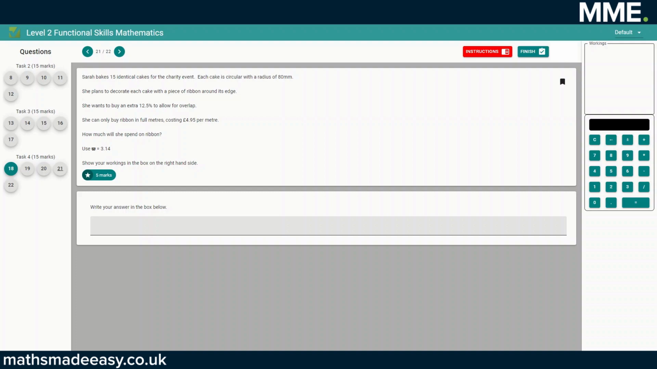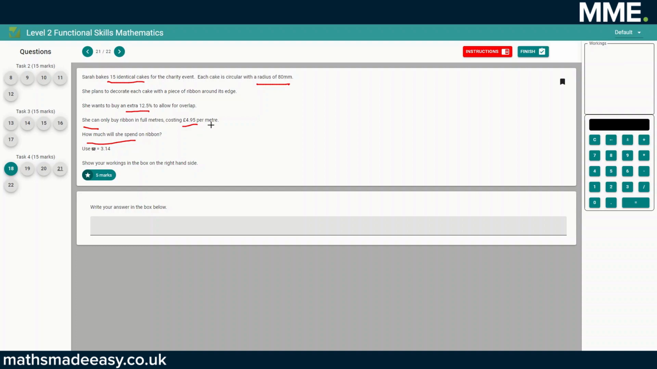Okay, question 21 now. We're told that Sarah bakes 15 identical cakes for the event, and each cake has a radius of 80 millimetres. She wants to decorate each cake with a piece of ribbon around its edge, and also wants to allow an extra 12.5% for overlap. Sarah can only buy ribbon in full metres, with each metre of ribbon costing £4.95. The question is wanting us to find out how much she will spend on ribbon altogether.